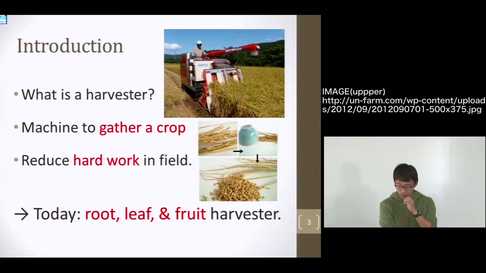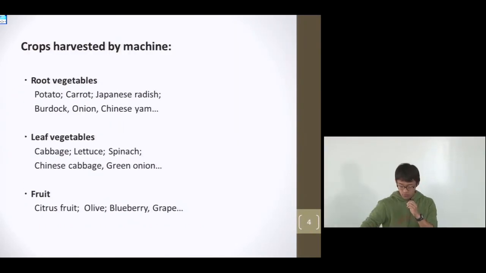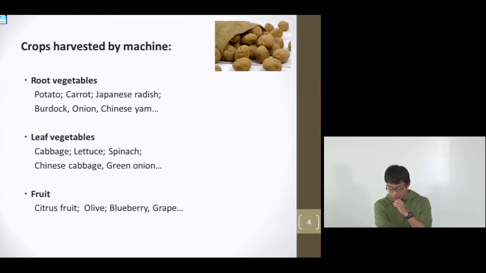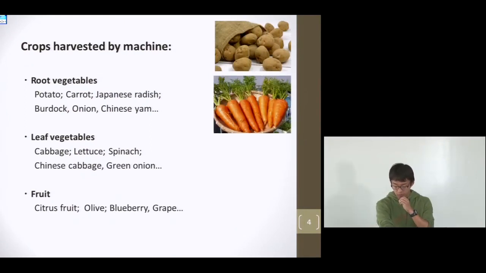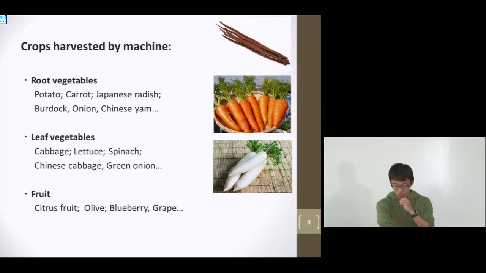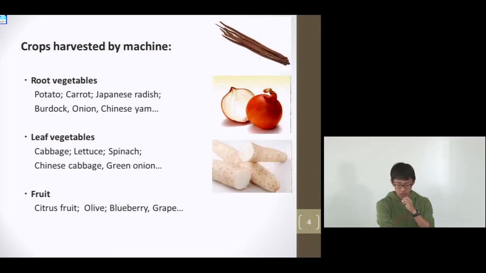There are many kinds of harvesters in the world, so I'm going to introduce some of them. In my presentation, I will show three types of harvester: root, leaf, and fruit harvesters. And now I would like to show you what crops could be harvested by machine and which crops are classified in each category. First is root vegetables: potato, carrot, Japanese radish, burdock, onion, and Chinese yam are in this group.